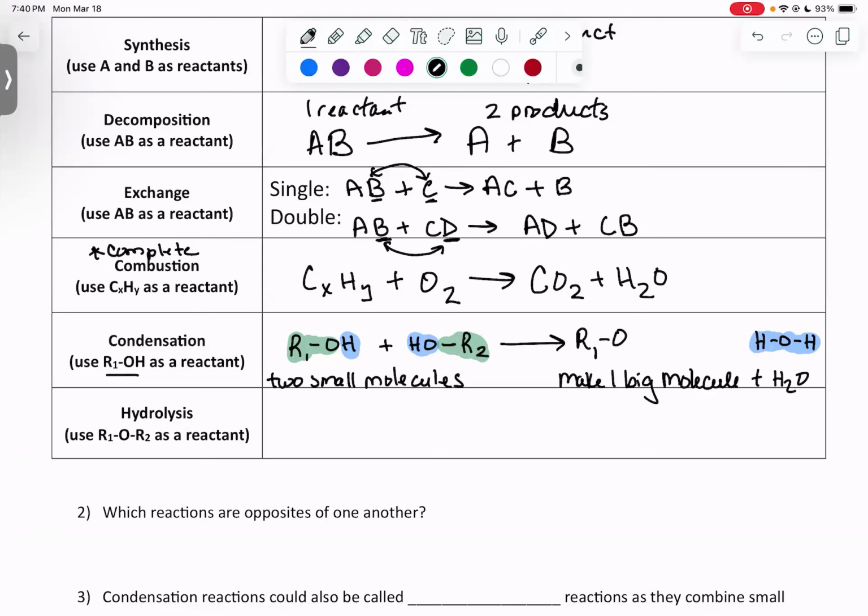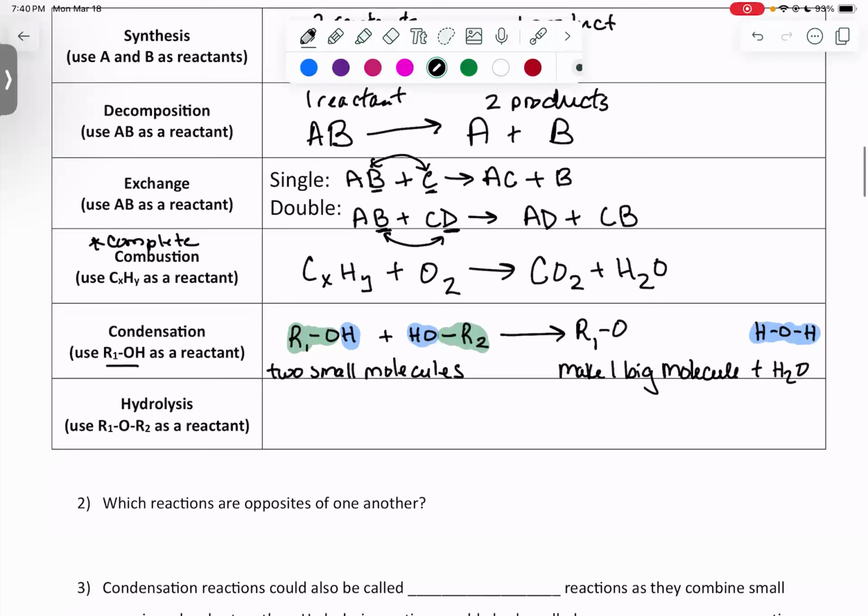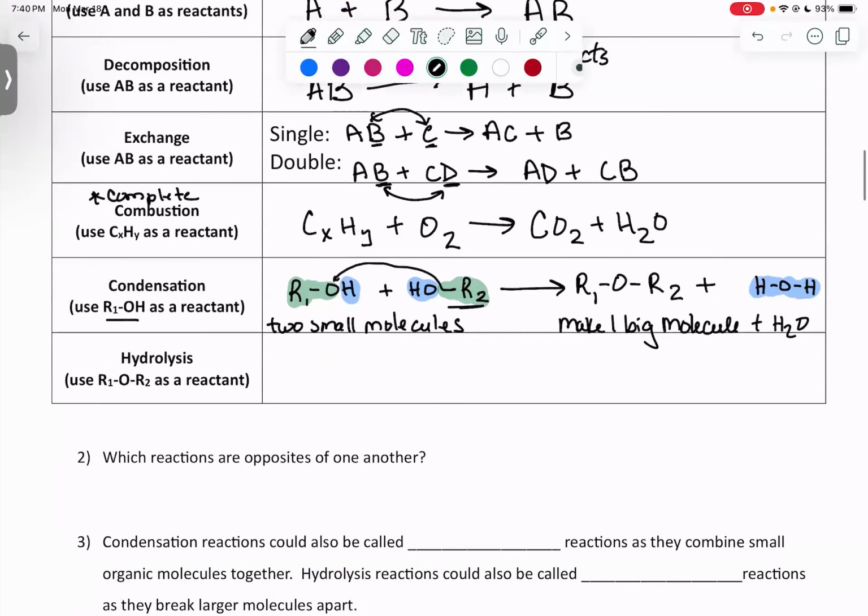So what's going to happen is we're going to get a new bond that forms between R2 and the oxygen. So I have my R1, I have my oxygen. Now I just have to add my R2. And that's it. And then if we look at hydrolysis, in hydrolysis, we're kind of doing the reverse, right?